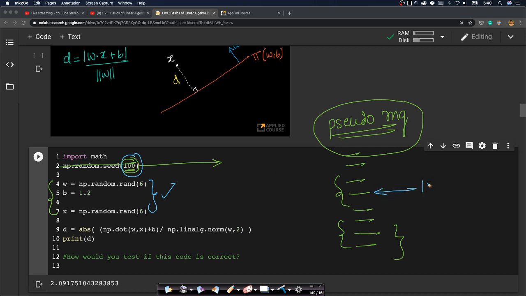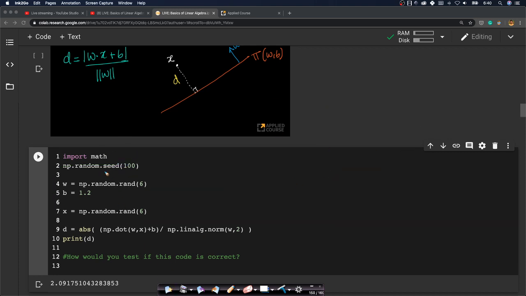You can think of this point as 100. When I say seed equals 100, it will always go to this point in a sequence of random numbers, and it will always generate random numbers from that location. That's the easiest way to think about it. This is written so as to ensure that every time I run the code, I get the same random numbers. Otherwise, you get different random numbers, I get different random numbers and things like that. Cool. So how do we test it?